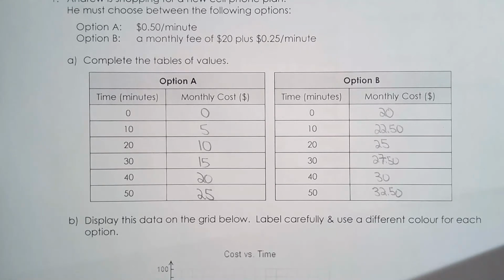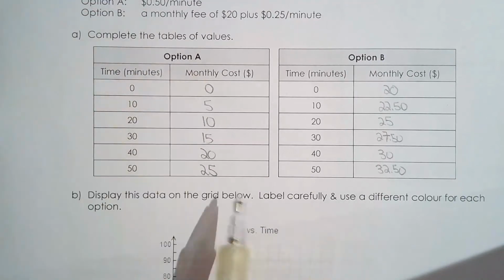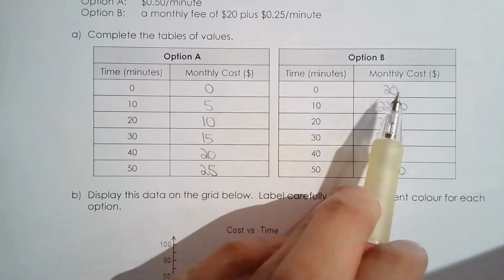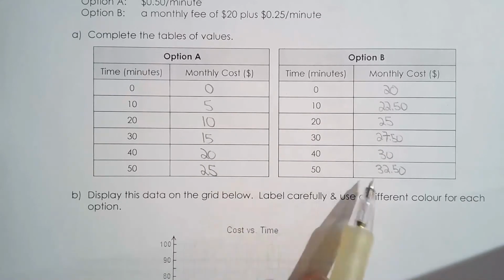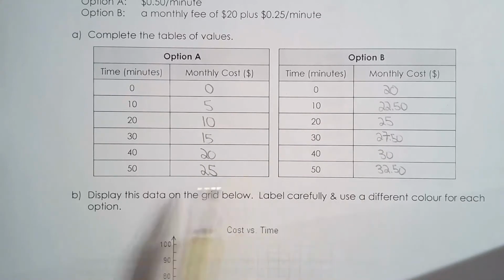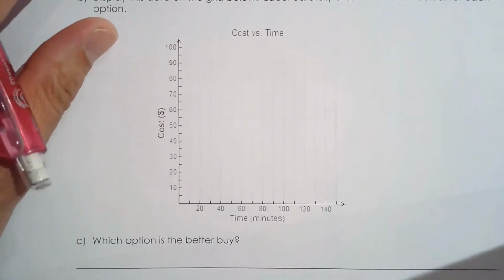clearly option A is better. Option A is better because it only costs $25, whereas option B for 50 minutes costs $32.50. But as you can tell, in the very beginning, the difference between the two costs is $20. But here it's shrinking. It's only $7.50 now. So B is gaining on A, but the question is, how long will it take?